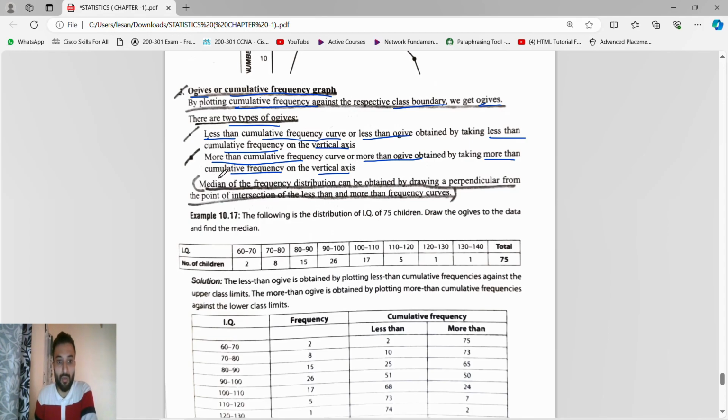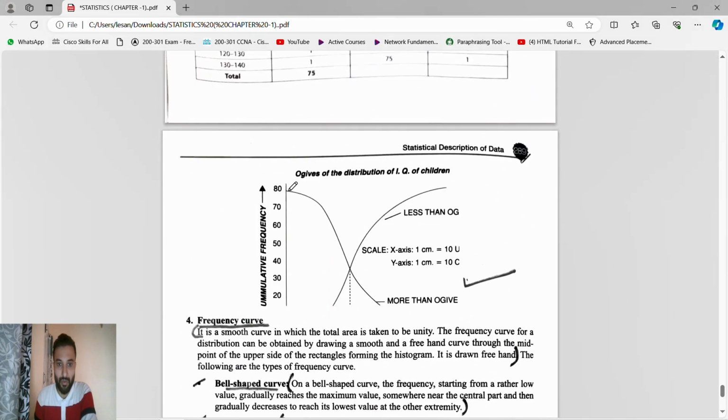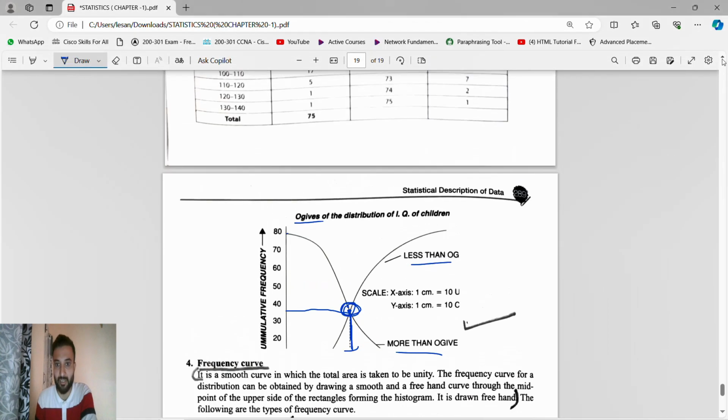Okay, so from the ogive we will get the median. The median of the frequency distribution can be obtained from the ogive only, and I will tell you how. See this. When we are drawing the ogive, this is a more than ogive, because it is coming from more. From less it is going, so it is a less than ogive. So the more than ogive and the less than ogive, where they intersect, that point, if we draw down from it, will give the median.